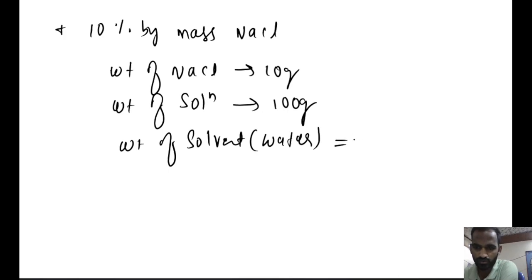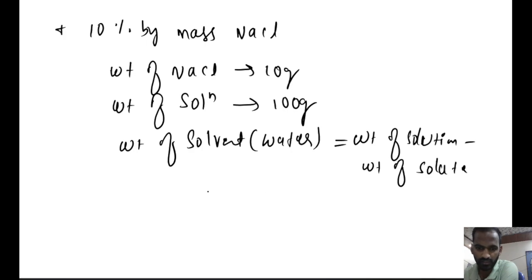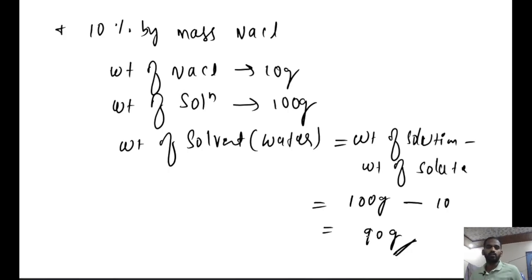So that is equal to weight of solution minus weight of solute. If I do that, what will I get? Weight of solution is how much? 100 gram, minus weight of solute, which is 10 gram. It is equal to 90 grams. So this is the W by W percentage, or mass percentage.